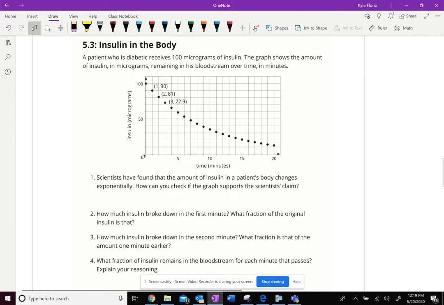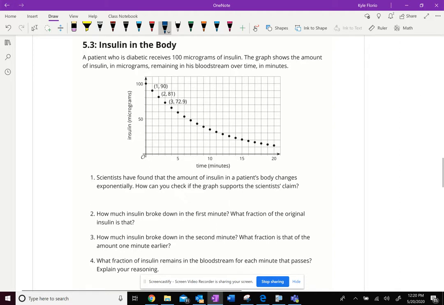We got 5.3, insulin in the body. A patient who is diabetic receives 100 micrograms of insulin. The graph shows the amount of insulin in micrograms remaining in his bloodstream over time in minutes. Right when they take the insulin, there's 100 micrograms, and a minute later, there's only 90. 2 minutes later, there's 81, and in 3 minutes, there's 72.9 micrograms of insulin.